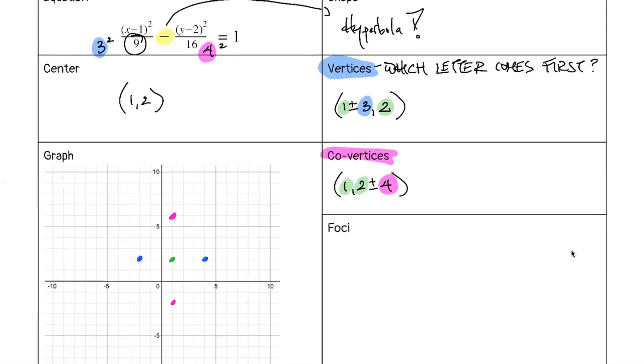Okay. So whichever one is first in the equation for the hyperbola, that tells us where the vertex is. So it's a different shape, so different rules. Does that make sense? For the ellipse, it's the one that's bigger, but for the hyperbola, it's the one that comes first.